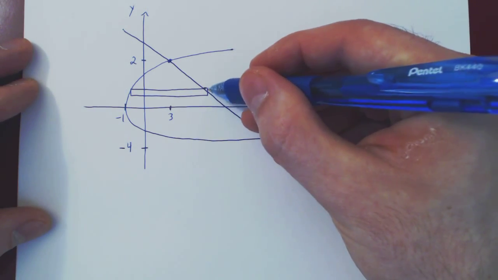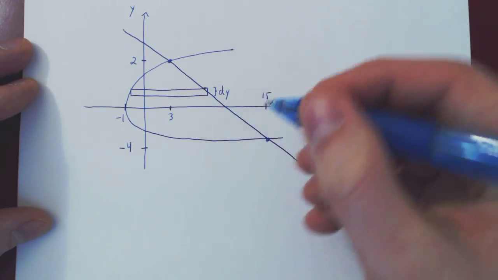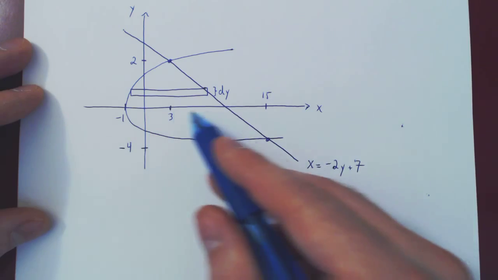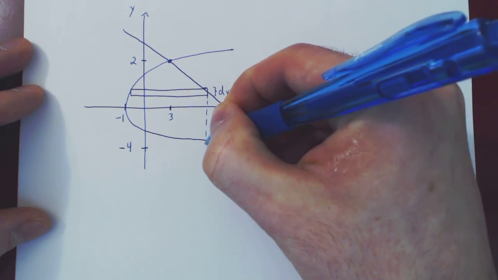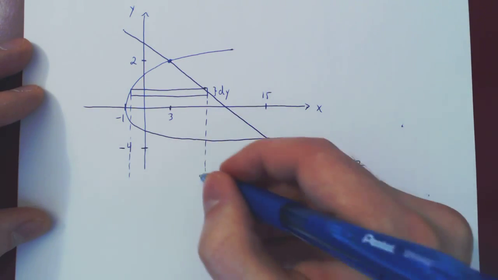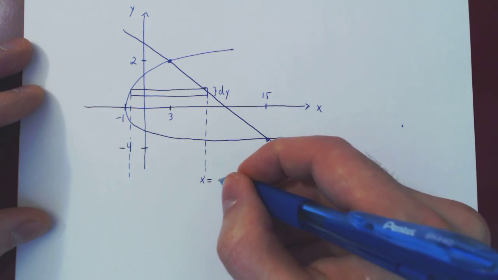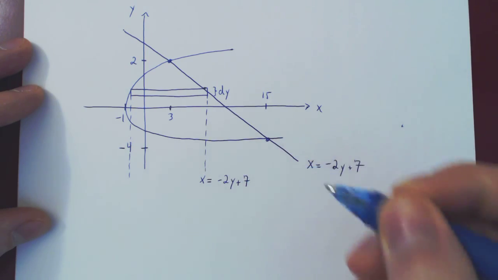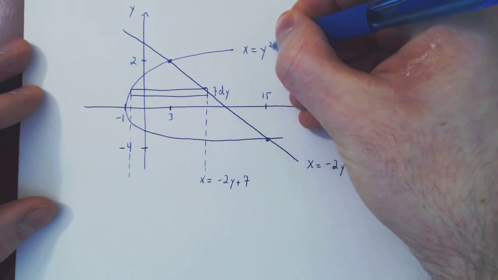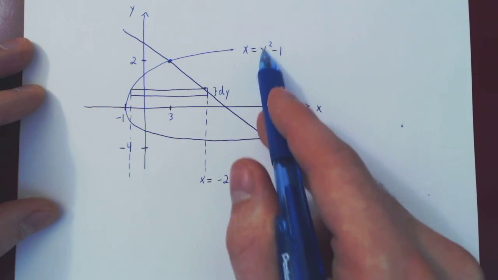So the width is a small change along the y-axis, so it is dy. The position is at y, and we now need the length of the rectangle. This is a segment along the x-axis, so we need both x values at endpoints of our rectangle. And this is already given. At the right endpoint, x is negative 2y plus 7. And I forgot to rewrite the equation here, but this was x equals y squared minus 1. So at the left hand point of the rectangle, we are on the quadratic, where x is y squared minus 1.